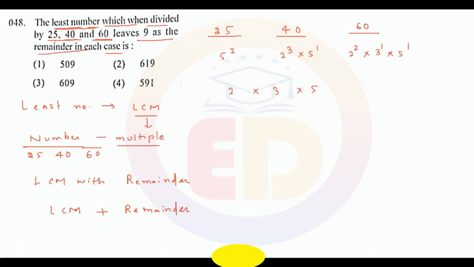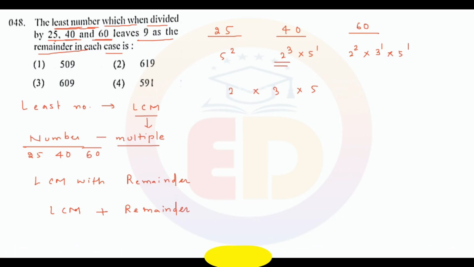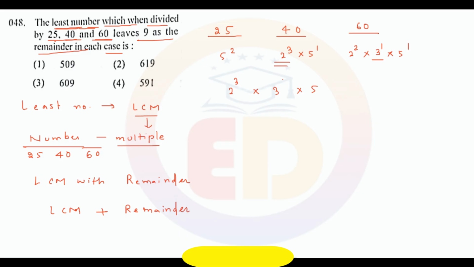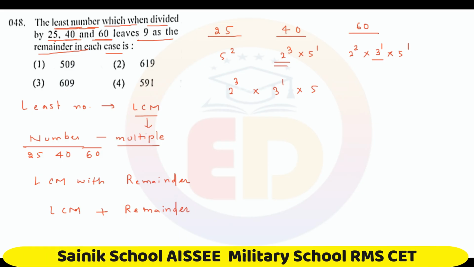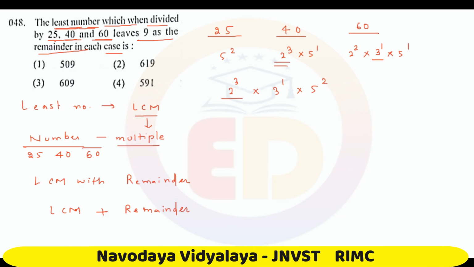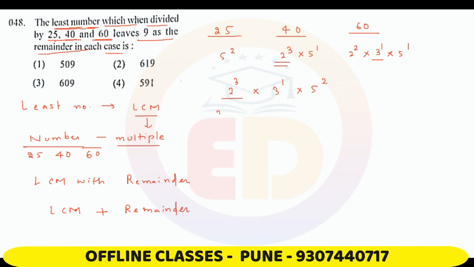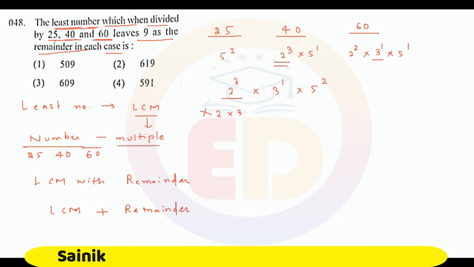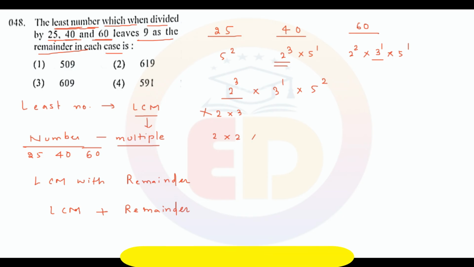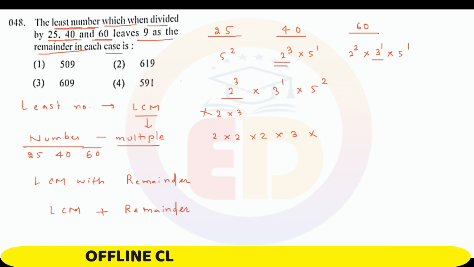And remember, after taking all the prime factors, we have to take the highest power. The highest power of 2 is 2 power 3. The highest power of 3 is 3 power 1. And the highest power of 5 is 5 power 2. 2 power 3 is multiplication of 2 three times. Here also students make a mistake. 2 power 3 means they take 2 into 3, which is wrong. You don't have to do 2 into 3. You have to multiply 2 three times, which is 2 into 2 into 2, which is 8. 3 power 1 is you have to multiply 3 one time. 5 power 2 is you have to take 5 two times.